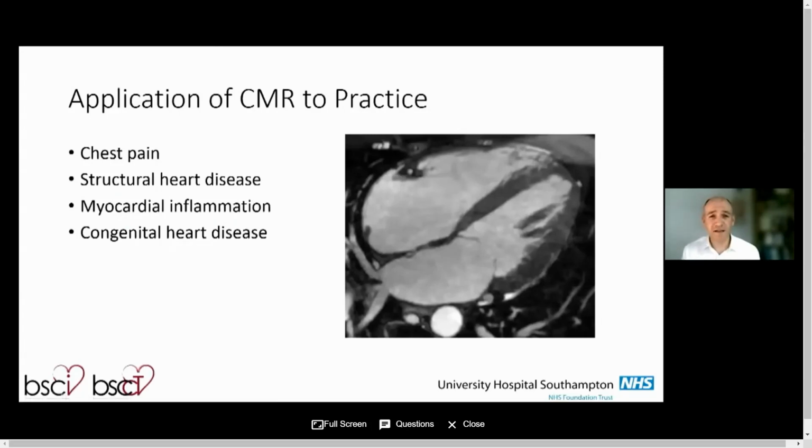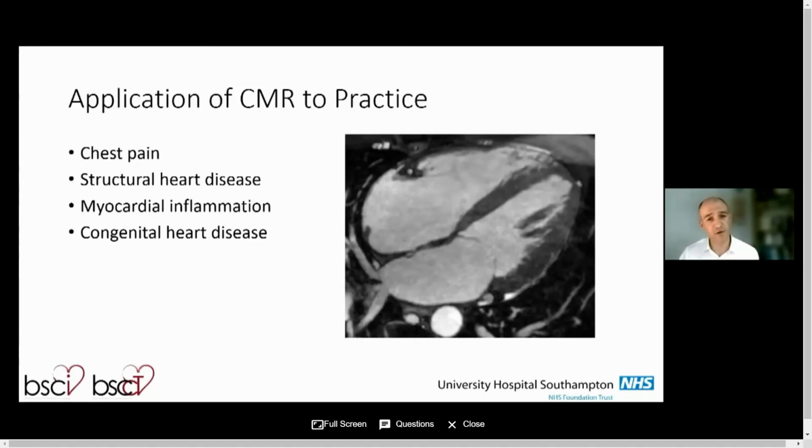Well, the brief I've been given today is the application of CMR to practice. As I'm sure many of you are aware, this is a huge topic, and one that I'm going to struggle to cover all of it in 25 minutes. So I wanted to break it down a little bit and really talk about 4 key areas that I think are most relevant to my personal practice.